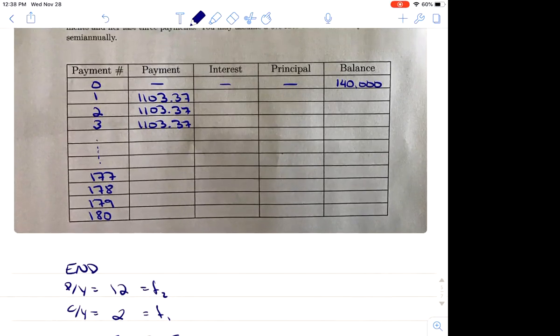So let's figure out our interest for the first line. 140,000 times, recall 1, that's your I2, or wherever you stored your I2. The amount of interest that you're paying should be 577 and 35 pennies.